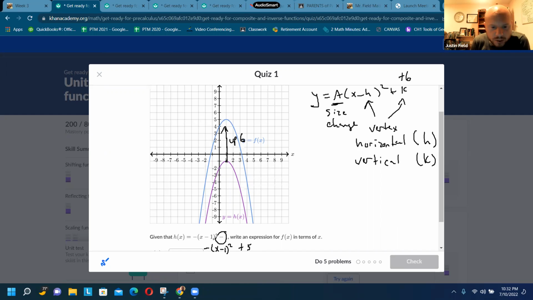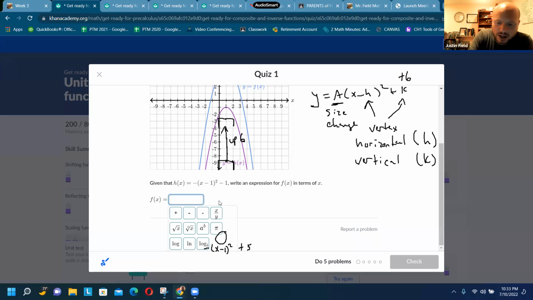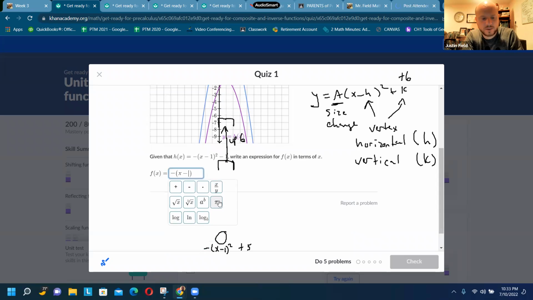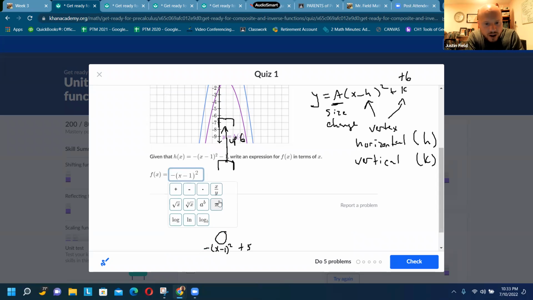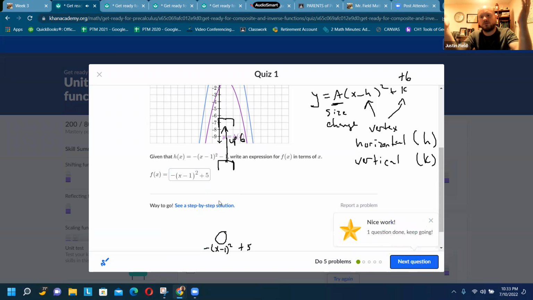But I want to check one more thing. I want to check that the size change did not happen. So if I go over 1, I go down 1. Did that happen on the new one? Over 1, down 1. Yep. So it's only a vertical shift. So let's go ahead and put that in. Negative (x minus 1) squared plus 5. Look at that, we got it. All right.